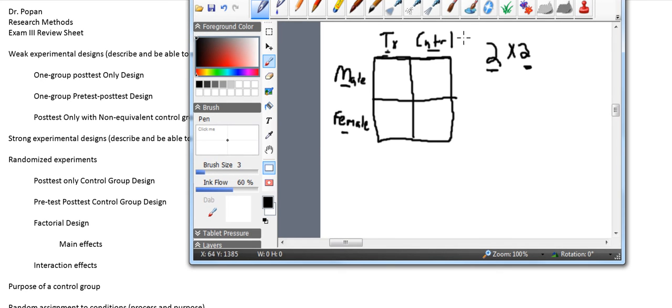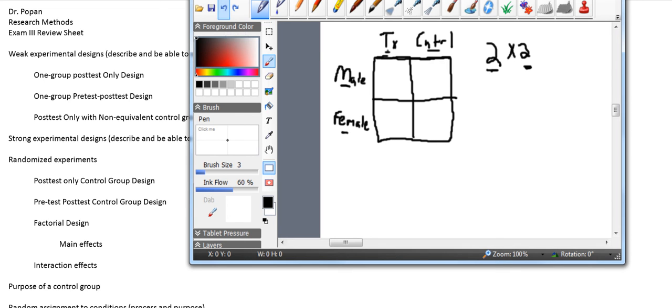Now in a factorial design we can have main effects. Main effects are the differences, usually if we're talking about mean differences, the differences in the means across one independent variable kind of ignoring or collapsing across the other independent variable. So let's say we had a main effect for treatment here. It would probably mean that the treatment condition led to lower social anxiety, right? The treatment condition led to lower social anxiety than the control condition, kind of ignoring gender.